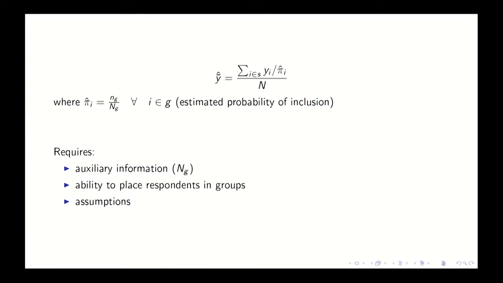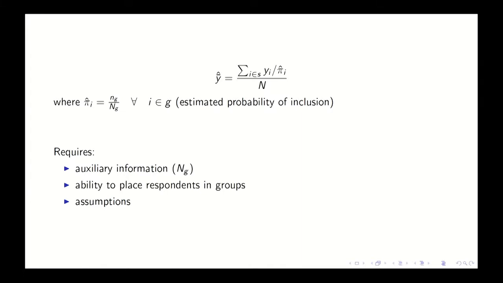So what this means is you need auxiliary information about the size of the groups. You need the ability to place the respondents in groups. This may seem like an obvious thing, but I've heard of people who do a survey and then they come and ask me a question. They're like, I want to do post-stratification. And I'm like, all right, well, what demographics do you have about the people? And they're like, oh, we didn't collect that. And I'm like, well, then you can't do anything we're going to talk about.